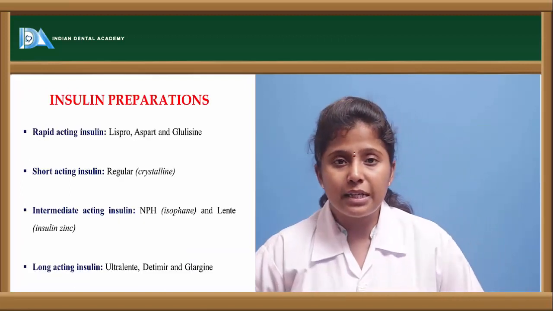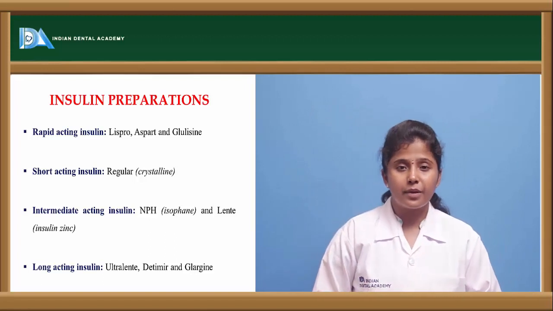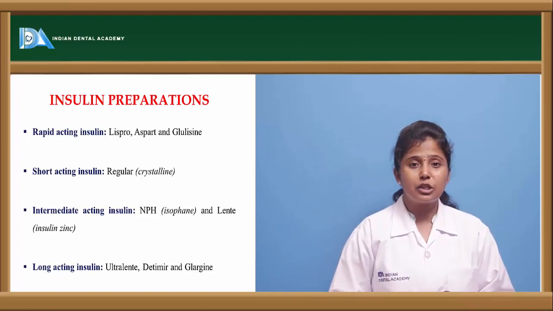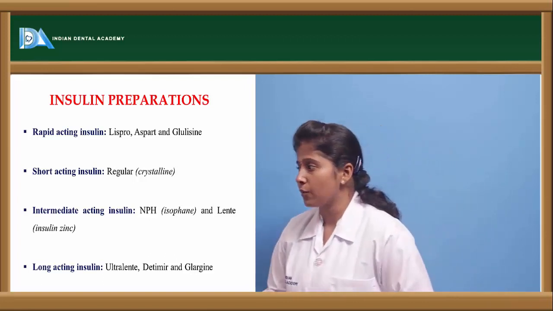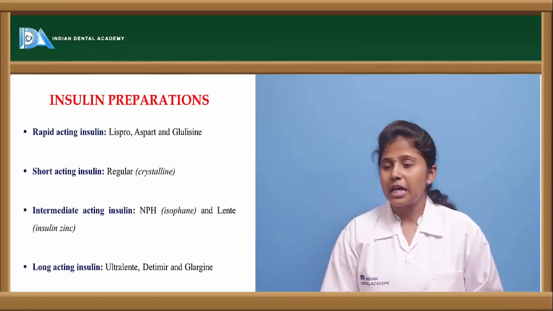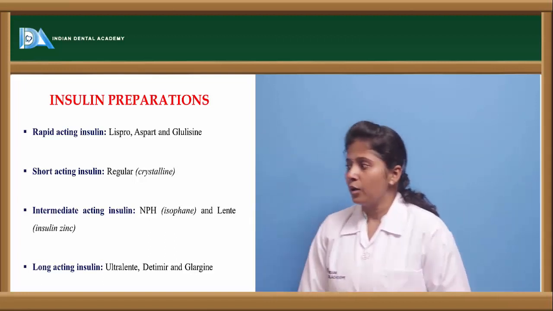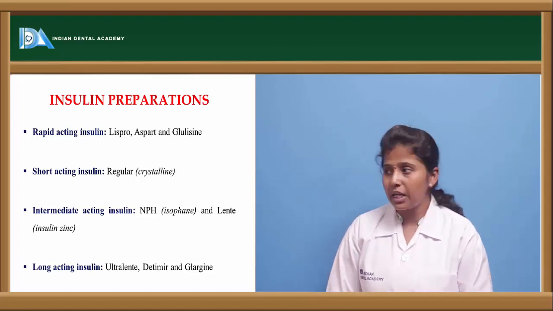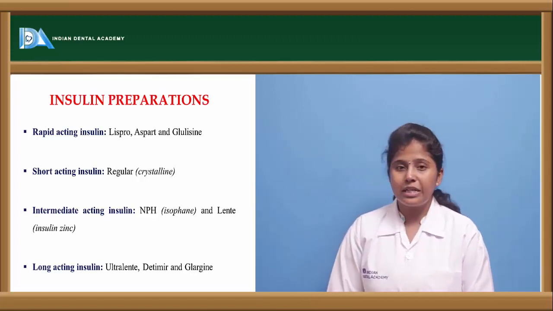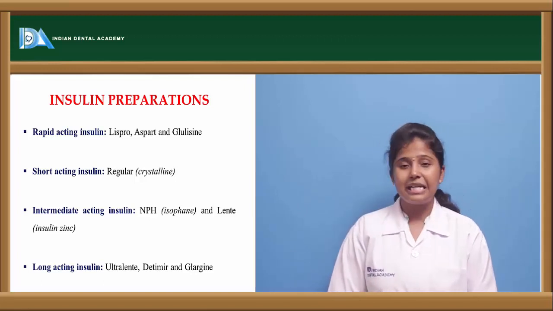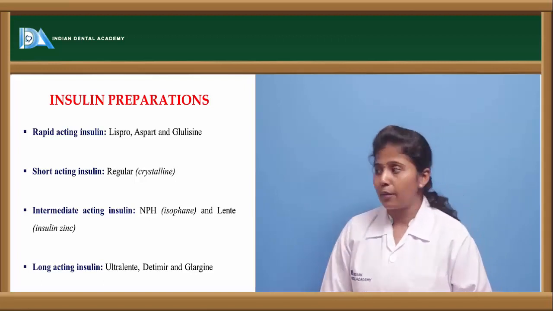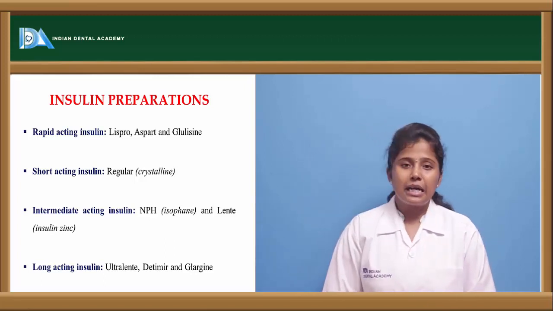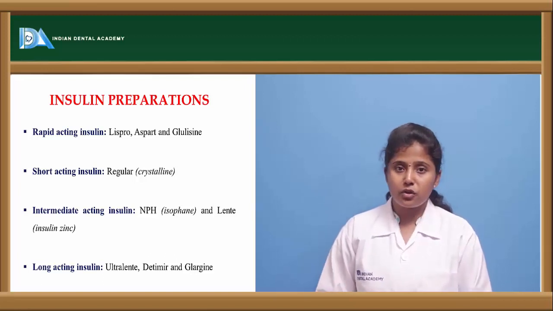What are the various insulin preparations? There are various insulin preparations available in the market: rapid acting, short acting, intermediate acting and long acting. Rapid acting insulin preparations are Lispro, Aspart and Glulisine. Short acting insulin includes regular insulin, which is in crystalline form. Intermediate acting insulin includes NPH, that is isophane, and lente insulin, which is in the zinc form. Long-acting insulin includes ultralente, detemir as well as glargine. These are the marketed formulations of insulin.